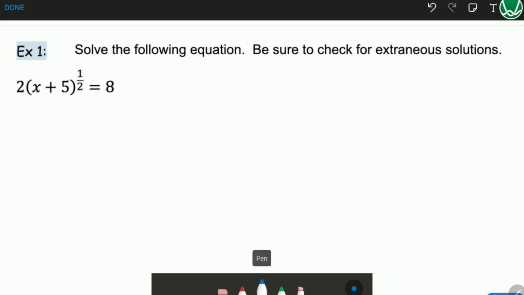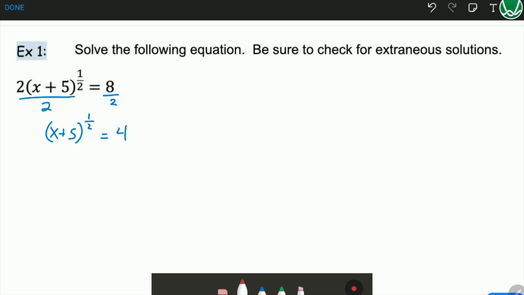So to do this one, just like many of them, since x only occurs one time, we're going to start off by doing reverse order of operations and get rid of anything outside of the parentheses. So I'm going to divide both sides by 2, giving me x plus 5 in parentheses to the 1/2 power is equal to 4. Now, to cancel out a fractional exponent, we want to cancel out that fraction.